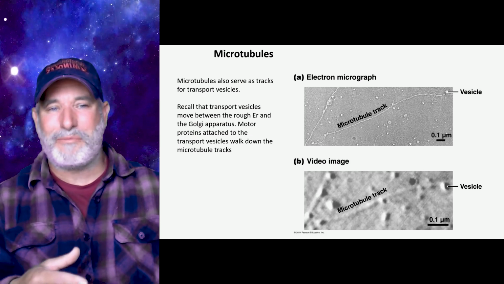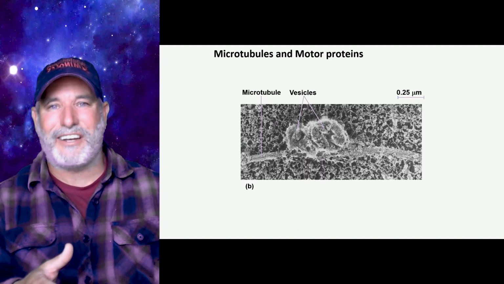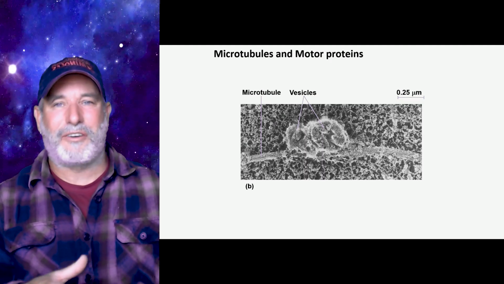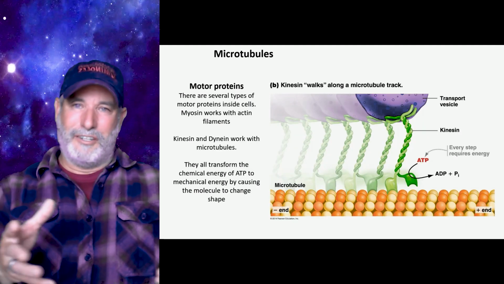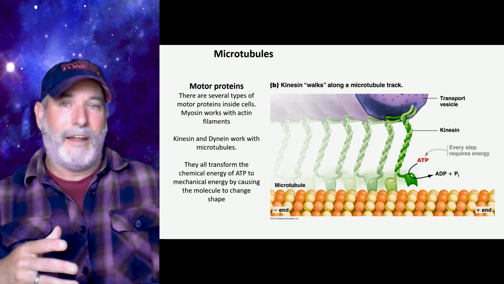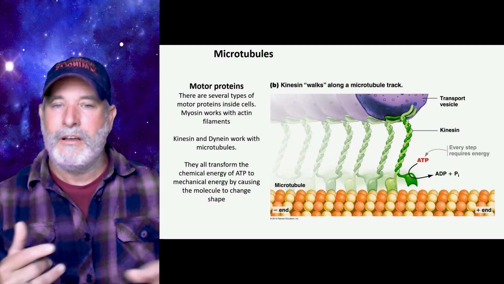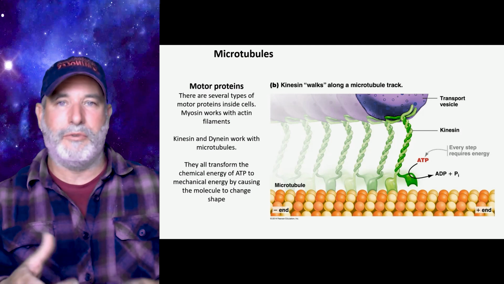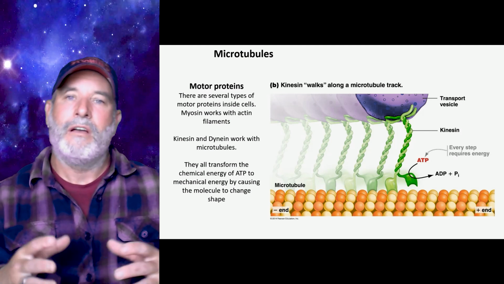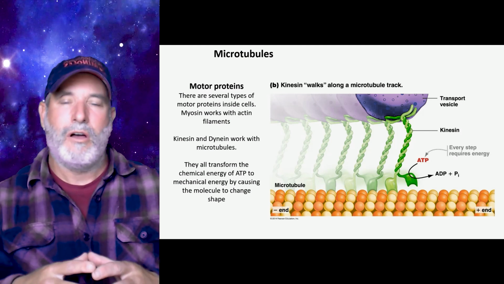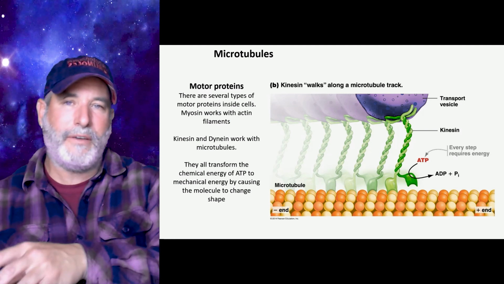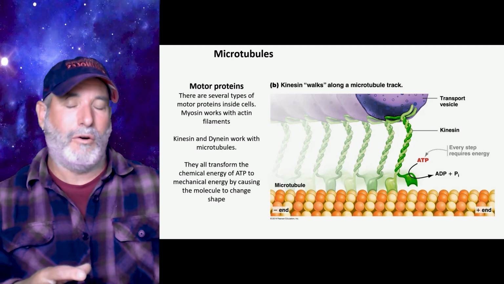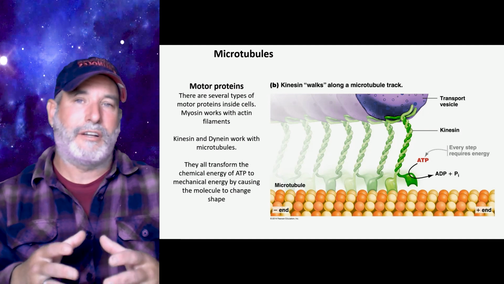Okay, so here's an electron micrograph. You can see these microtubule tracks inside the cell. Here you can actually see the transport vesicles. So let's talk about these motor proteins. We got introduced to one, the myosin. Well, there are two that work with the microtubules, dynein and kinesin. So in these transport vesicles, when they're moving between the rough ER and the Golgi, you have something called kinesin.